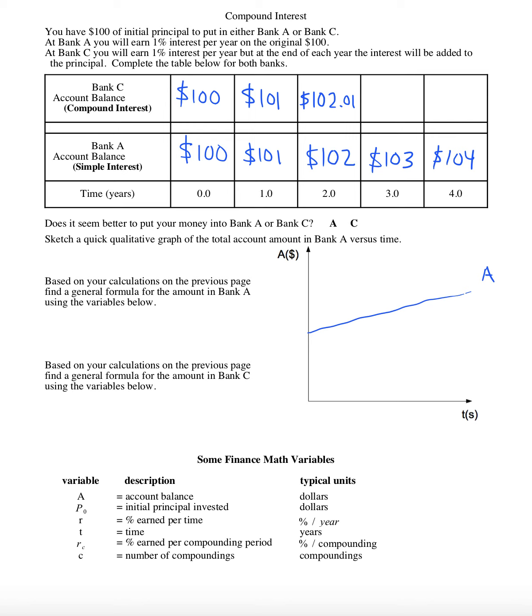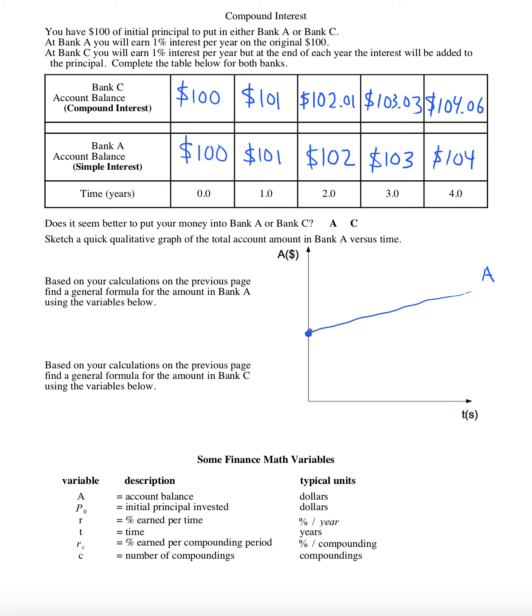It seems like a tiny difference, but let's do it one more time. Take the $102.01 and find 1% of that, and then add it to 102.01. I get 103.03. And then go ahead and find 1% of 103.03 and add that to the total, 104.06. Bank C exhibits compound interest growth, and it's an exponential type of growth.